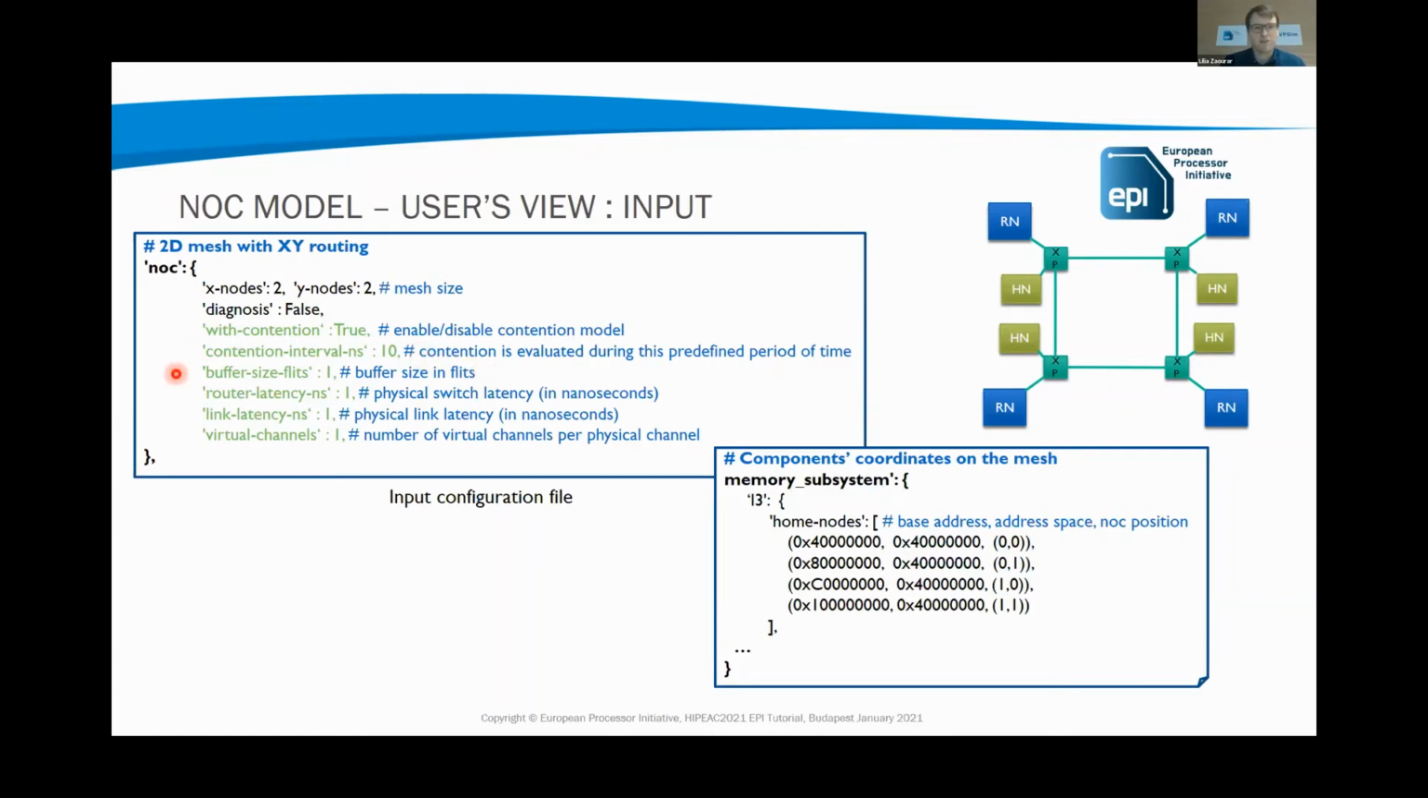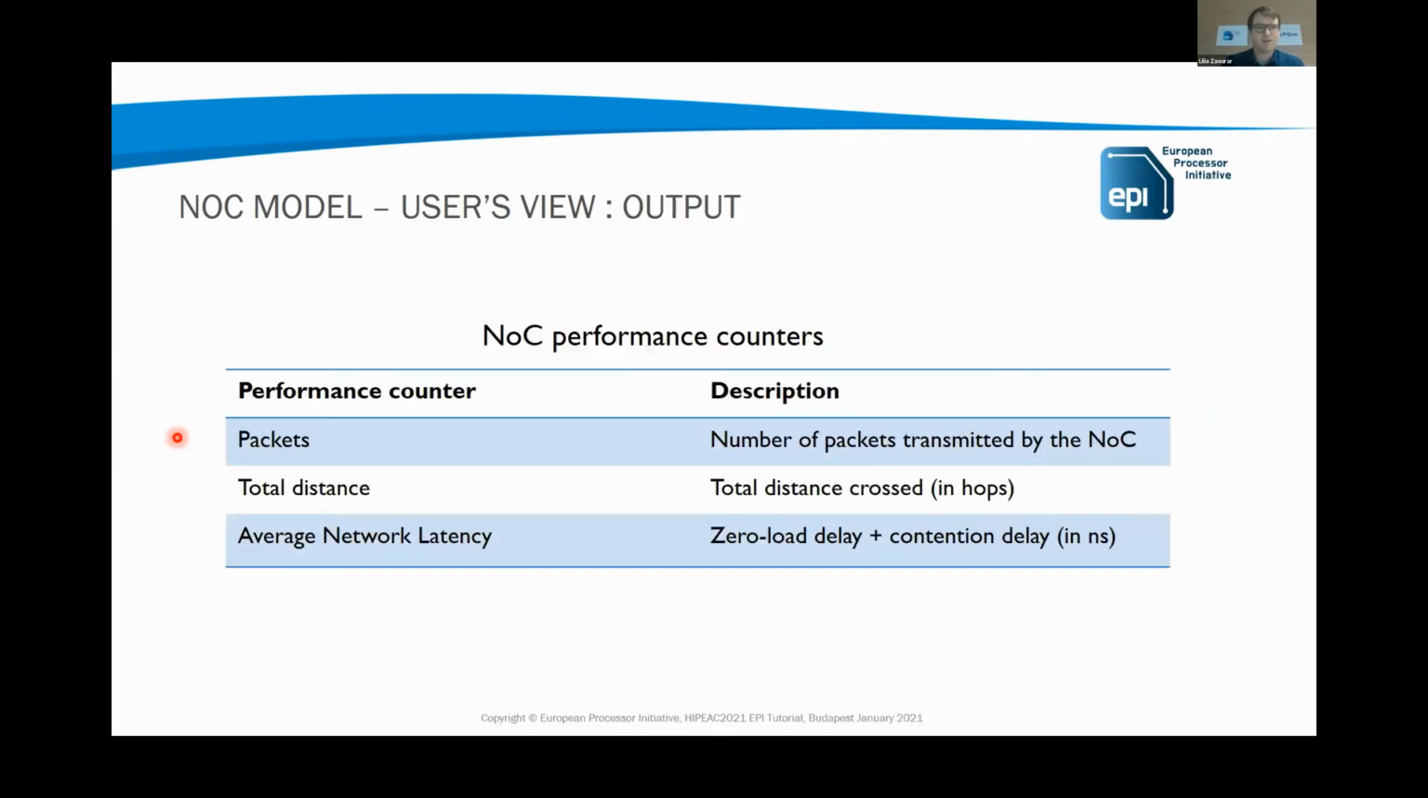In terms of parameters of the NoC, you would have all the usual parameters that you need for a network, so the buffer size, in terms of number of flits, the latency of the routers and of the links, as well as the number of virtual channels in the platform. So in terms of statistics, the user can be provided with simple statistics such as the number of packets transmitted by the NoC or the total distance crossed in hops by the packets. And of course, the most common data, the average network latency, which gives a good idea of how occupied the network is actually.